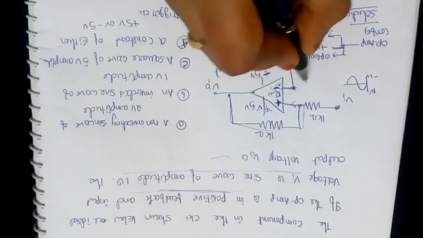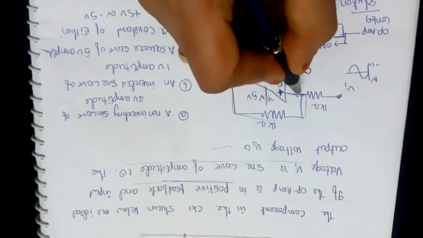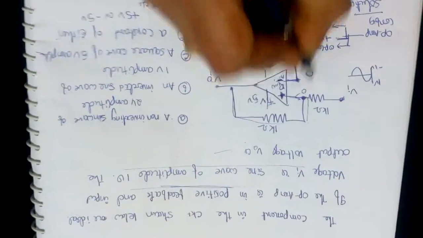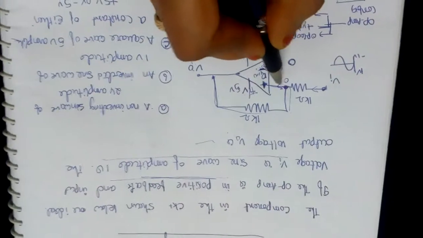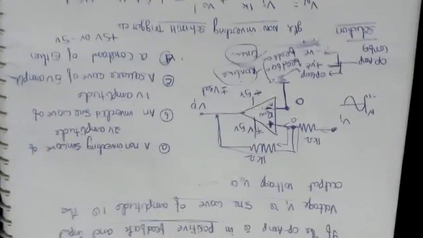Due to the infinite open loop gain, we apply the virtual ground concept: the voltage at this node is equal to the voltage at this node. So this node is grounded, and at this node also it is grounded, and the current entering into the operational amplifier is 0. Most of the current flows through the loop. So these are the basics.